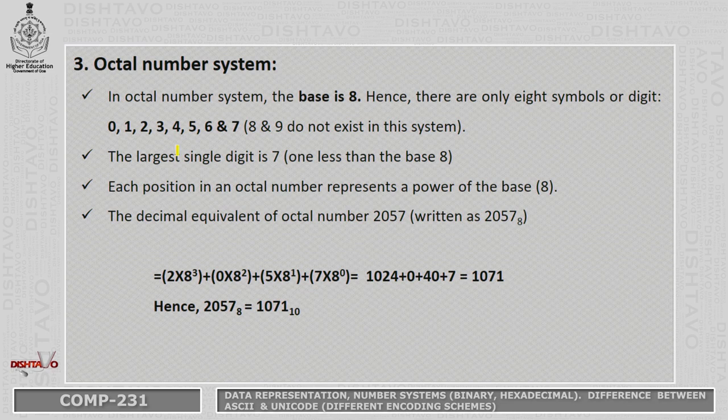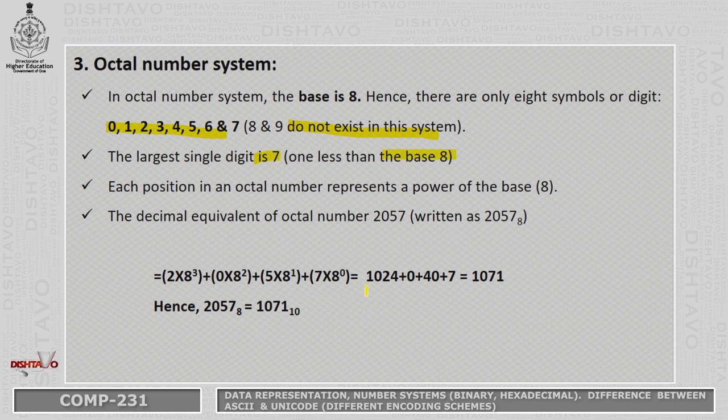Next is the octal number system. As the name itself says, the base is equal to 8 in this octal number system. Hence, there are only 8 symbols from 0 to 7: 0, 1, 2, 3, 4, 5, 6 and 7. There are 8 digits. 8 and 9 do not exist in this system, like decimal has them. The largest single digit in this octal number system is 7, which is less than the base. Base is equal to 8.